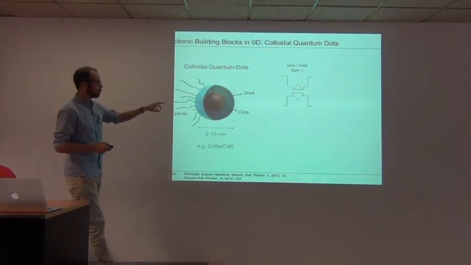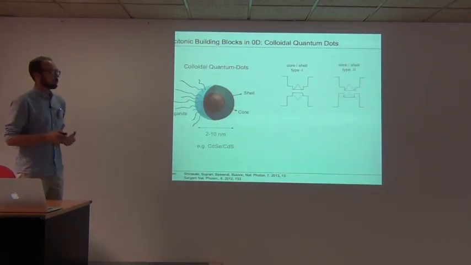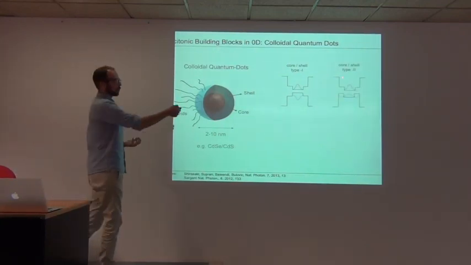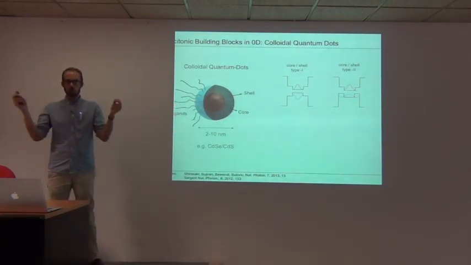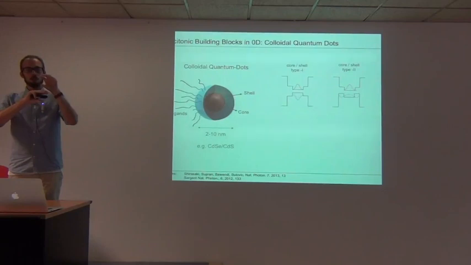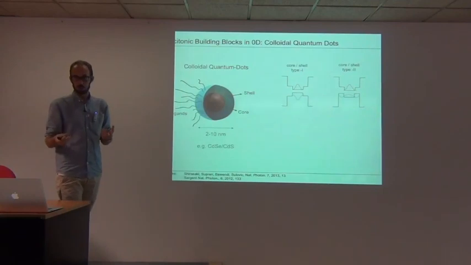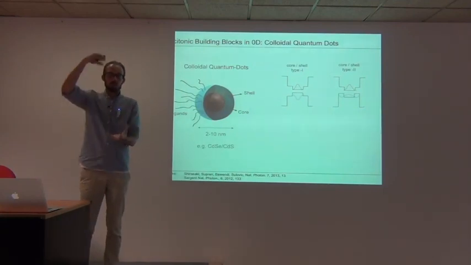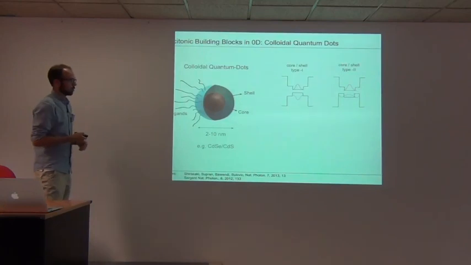You can choose your combination of core and shell such that maybe you don't have a type 1 alignment, but you have a type 2 alignment. So now your electron is confined into the core, but your hole is delocalized in the shell. And this gives you access to start spatially separating your electron and your hole wave function, which has implications for the dynamics of the system. If they are spatially separated, then the reduced overlap results in much longer lifetimes of the excitonic state. It's another tuning knob that we have.